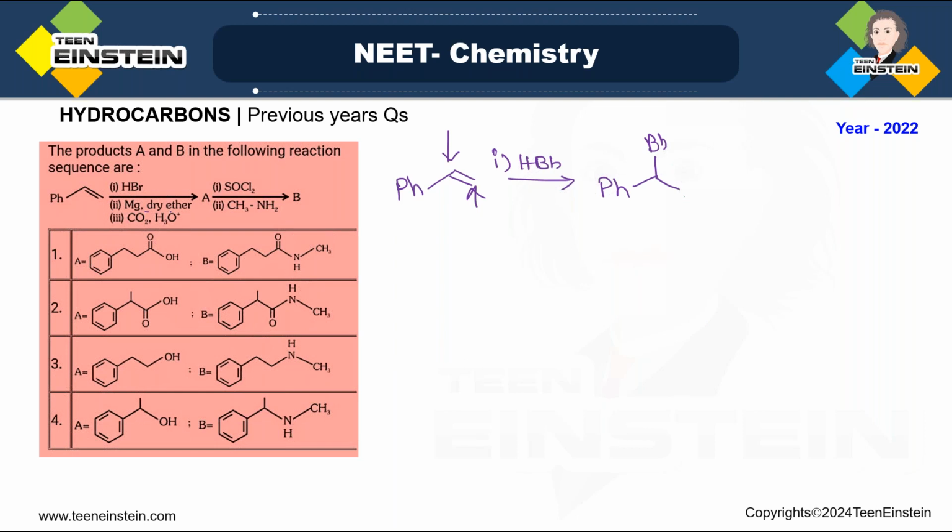Next, you are using Mg in dry ether, which is the Grignard reagent. That is, this type of reagent we use when we make a Grignard reagent. So you will have now MgBr.